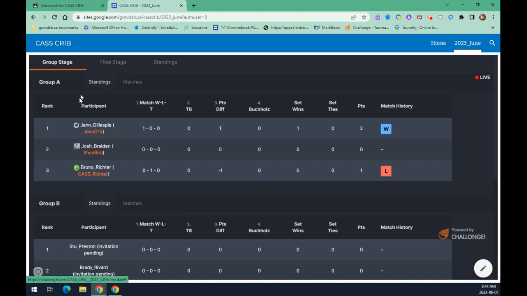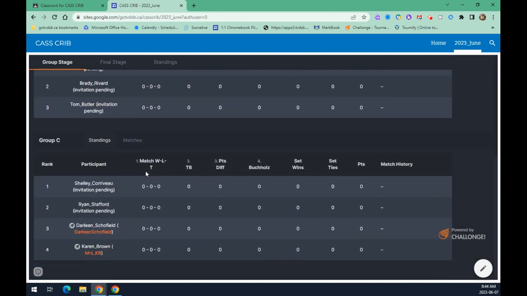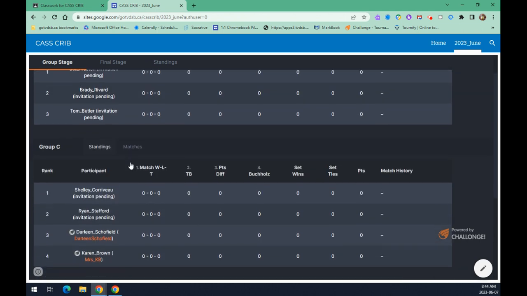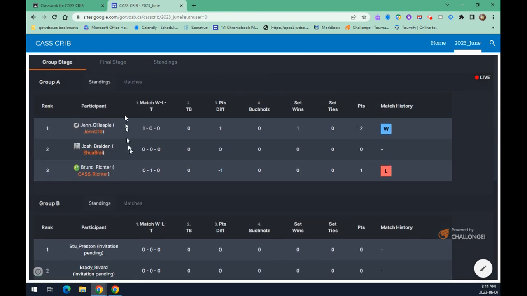We have a 2-stage tournament now. There's a group stage, and because we have 10 players, I went with 3 groups: a 3 and a 3 and a 4. So far, only one game's happened. I lost to Jen Gillespie. She beat me, but she didn't skunk me, so she gets a 2-1 win.